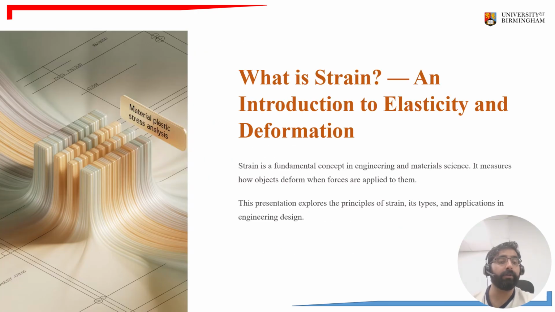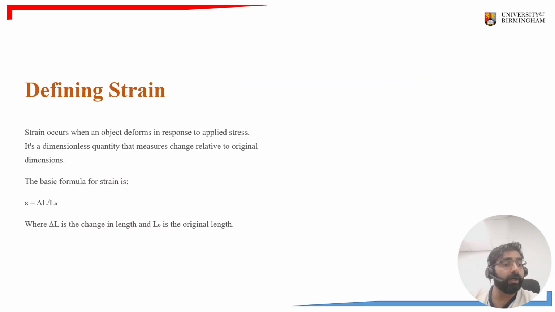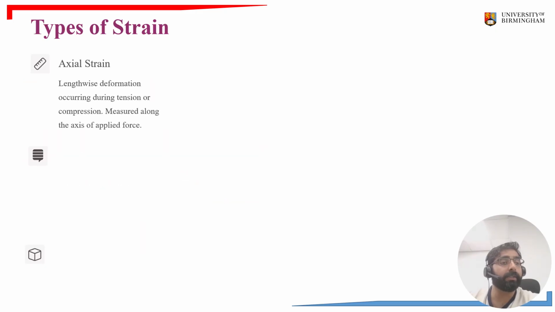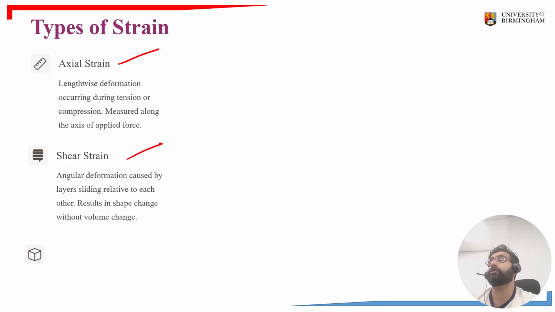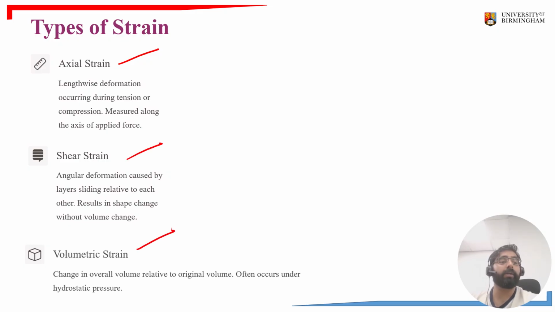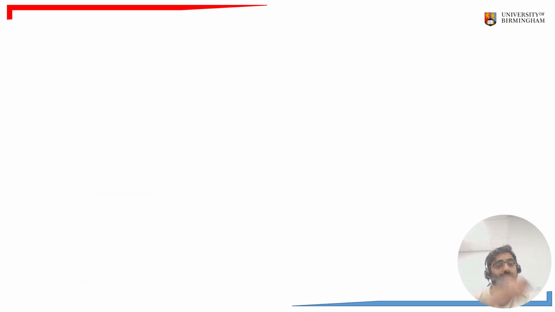Okay, this is the torsion stress. Now we come into the strain. Strain is a very important concept in the mechanics of material and machines. So the formula is delta L by L, which is the change in length divided by the original length. So it is the axial strain that is due to the axial stress, shear strain that is due to the shear stress, volumetric strain that is due to the principal stresses.